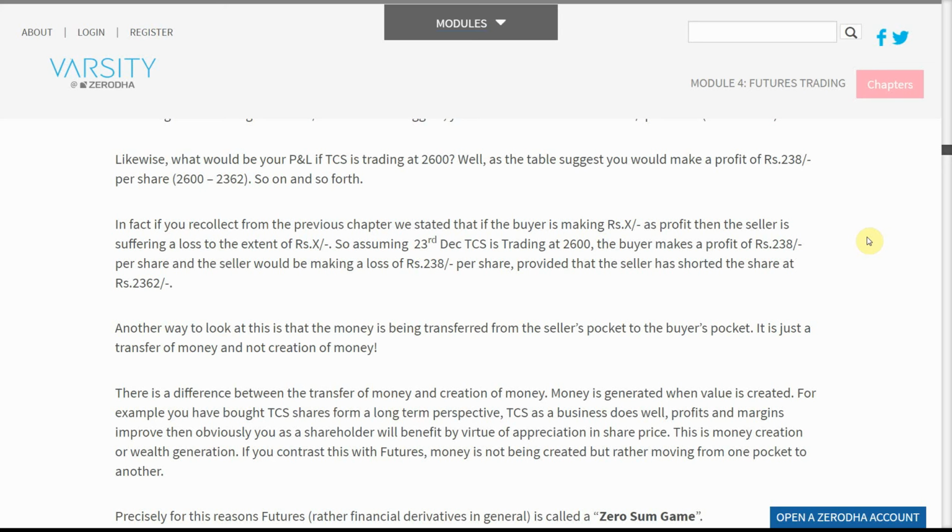So assuming that on the 23rd of December TCS is trading at 2,600, the buyer makes a profit of 238 rupees per share and the seller would be making a loss of 238 rupees per share, provided that the seller has shorted the share at 2,362 rupees. Another way to look at this is that the money is being transferred from the seller's pocket to the buyer's pocket. It is just a transfer of money and not creation of money.